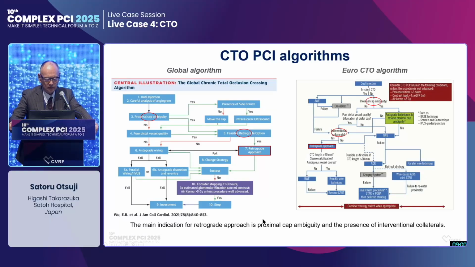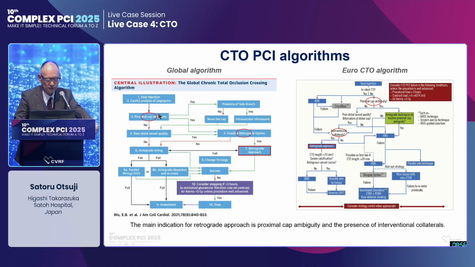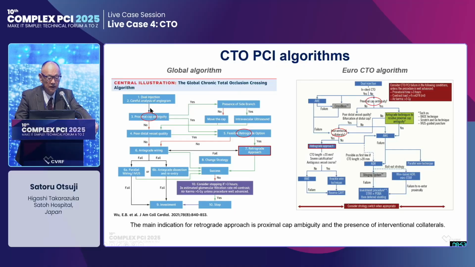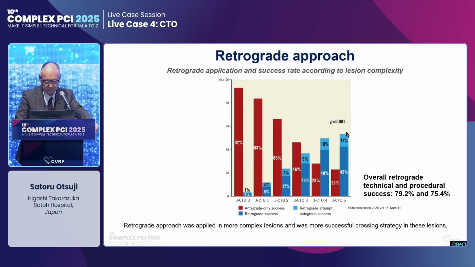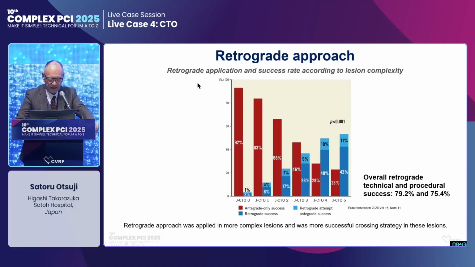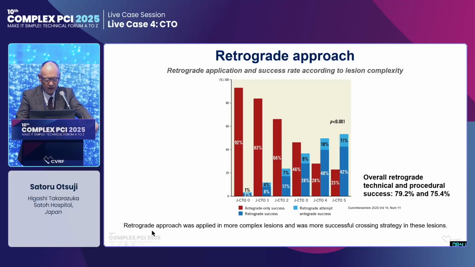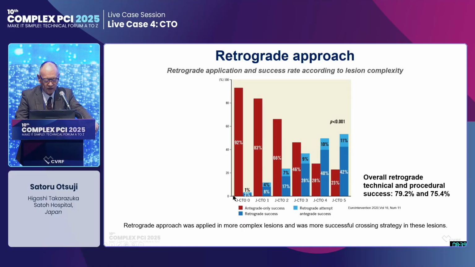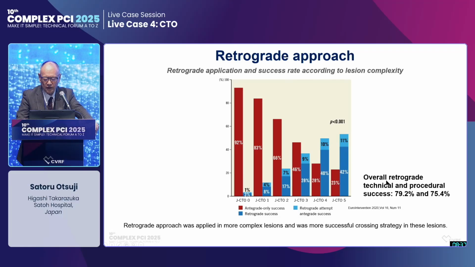These are two algorithms I would like to show. The main indication for the retrograde approach is proximal cap ambiguity and the presence of interventional collaterals. The retrograde approach has been done especially in highly complex regions; however, the overall retrograde technical and procedural success is around 80%.